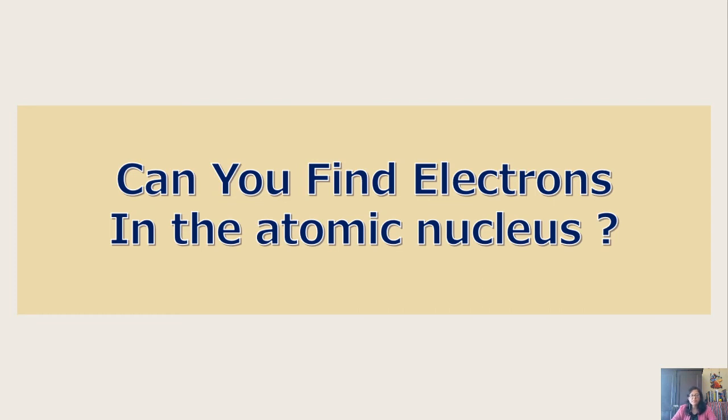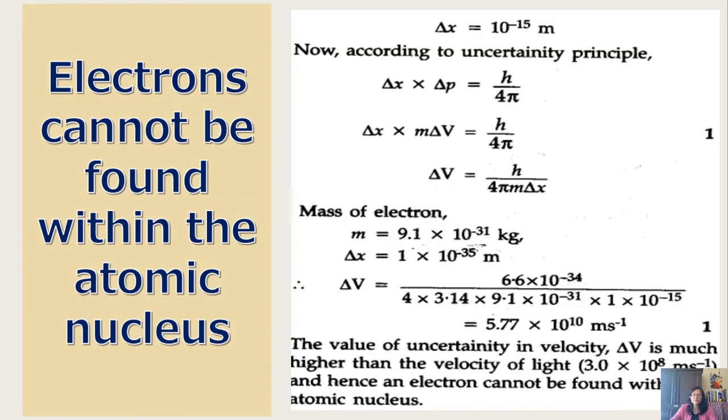Heisenberg uncertainty principle also addresses the question whether we can find electrons in the atomic nucleus or not. For this, let us look at this calculation. We know that electrons cannot be found within the atomic nucleus, and this can be justified by the Heisenberg uncertainty principle. This is the dimension of the atomic nucleus, that is of the order of 10 to the power minus 15 meter.